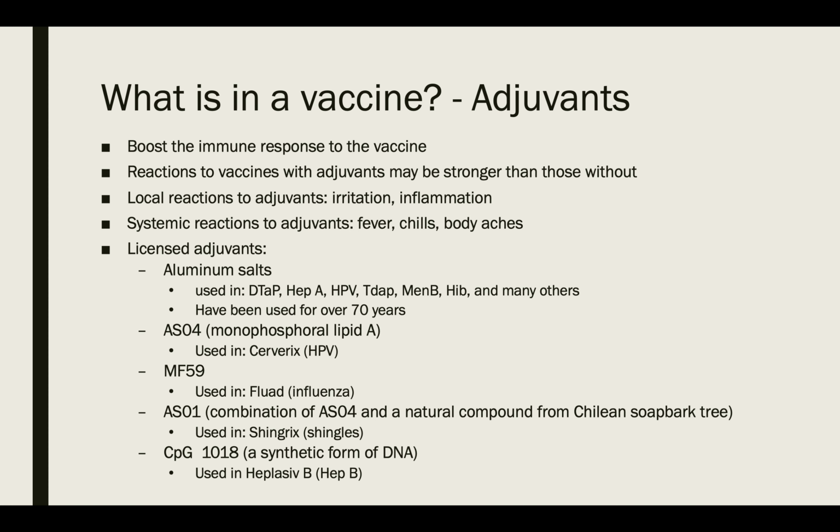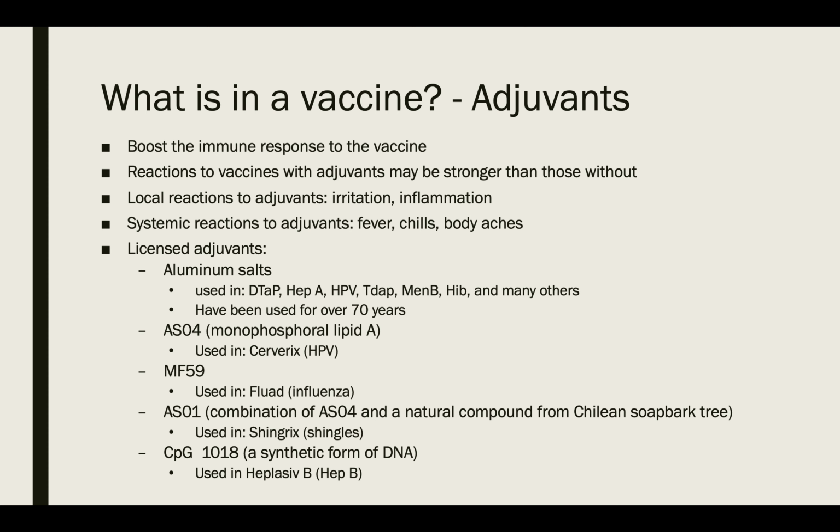You can have local reactions to adjuvants, which would just be irritation, inflammation. So if you've ever gotten a vaccine and it's swollen or gotten red, that's from your innate immune response kicking in. And then systemic reactions would be fever, chills, body aches. So if you've ever gotten a vaccine and had these happen, you're not getting the disease that you were vaccinated against. It's just the adjuvants doing what they're supposed to do and causing an immune response.